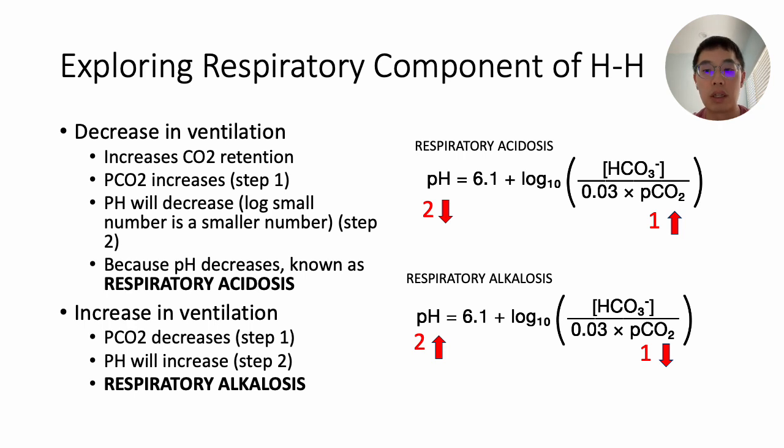If we increase our ventilation, the opposite occurs and our partial pressure of carbon dioxide will decrease, leading to a higher pH and what we call respiratory alkalosis.